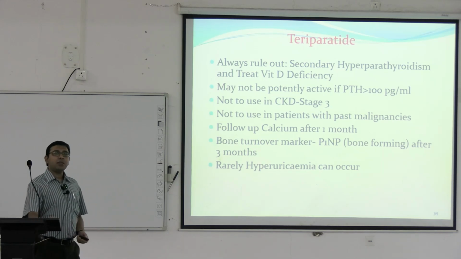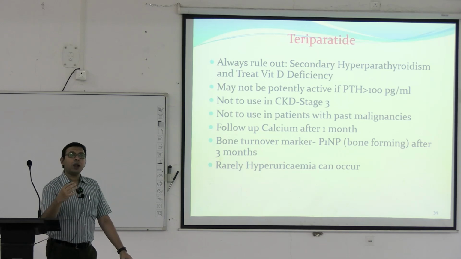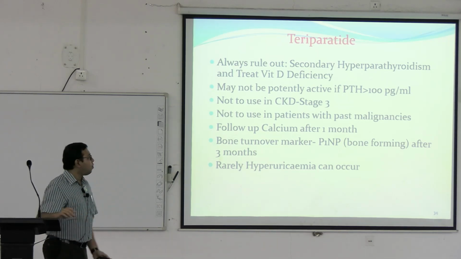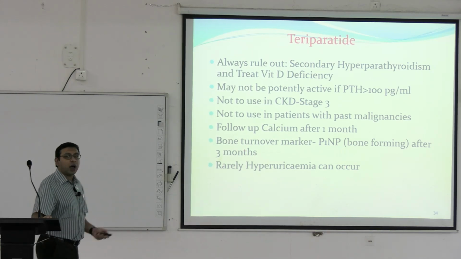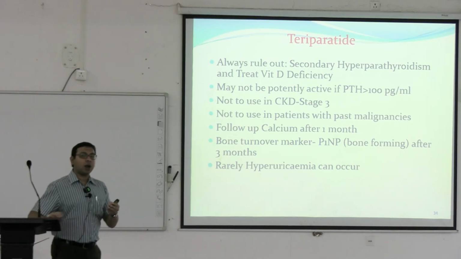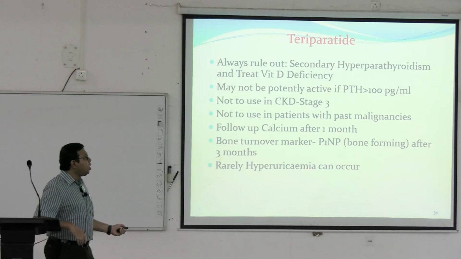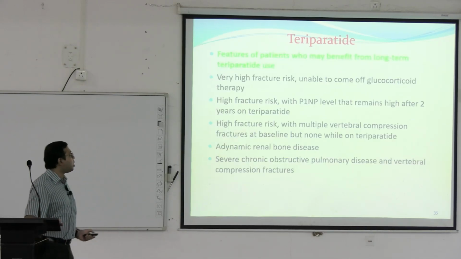There are different types of chemical markers by which we can determine whether bone turnover is happening adequately or not. For example, P1NP, this is a bone forming marker. This bone turnover marker should be checked regularly to see whether it is occurring or not. Rarely, hyperuricemia, that is uric acid, can also increase with teriparatide.